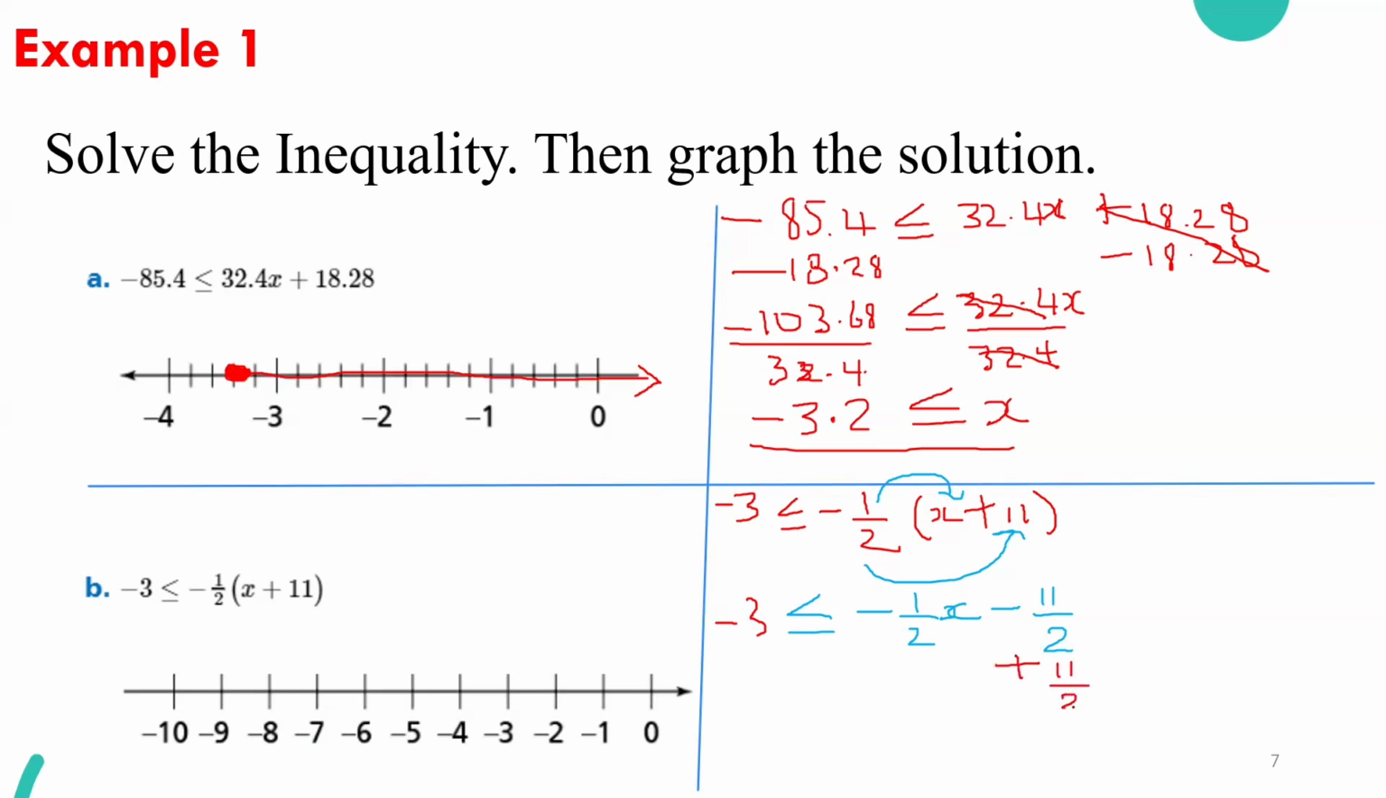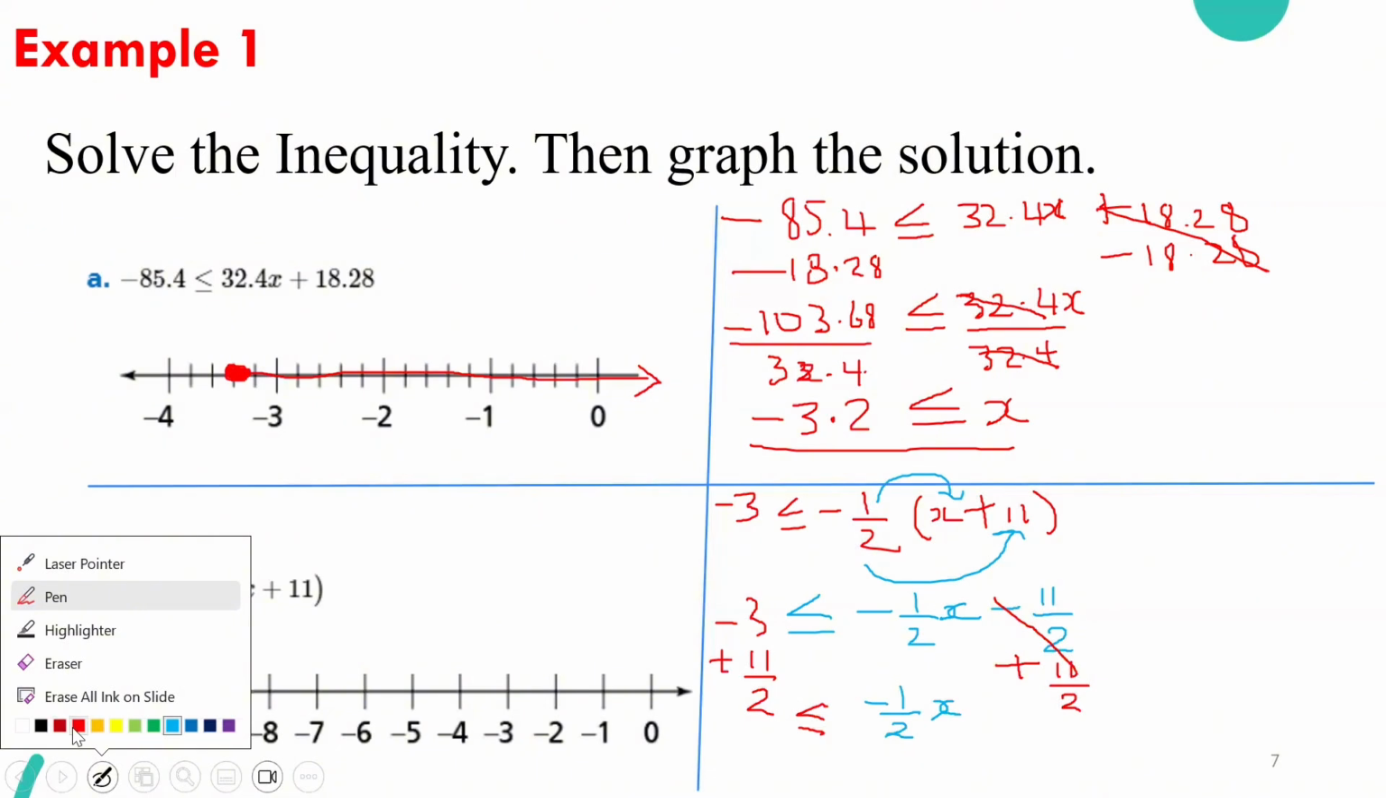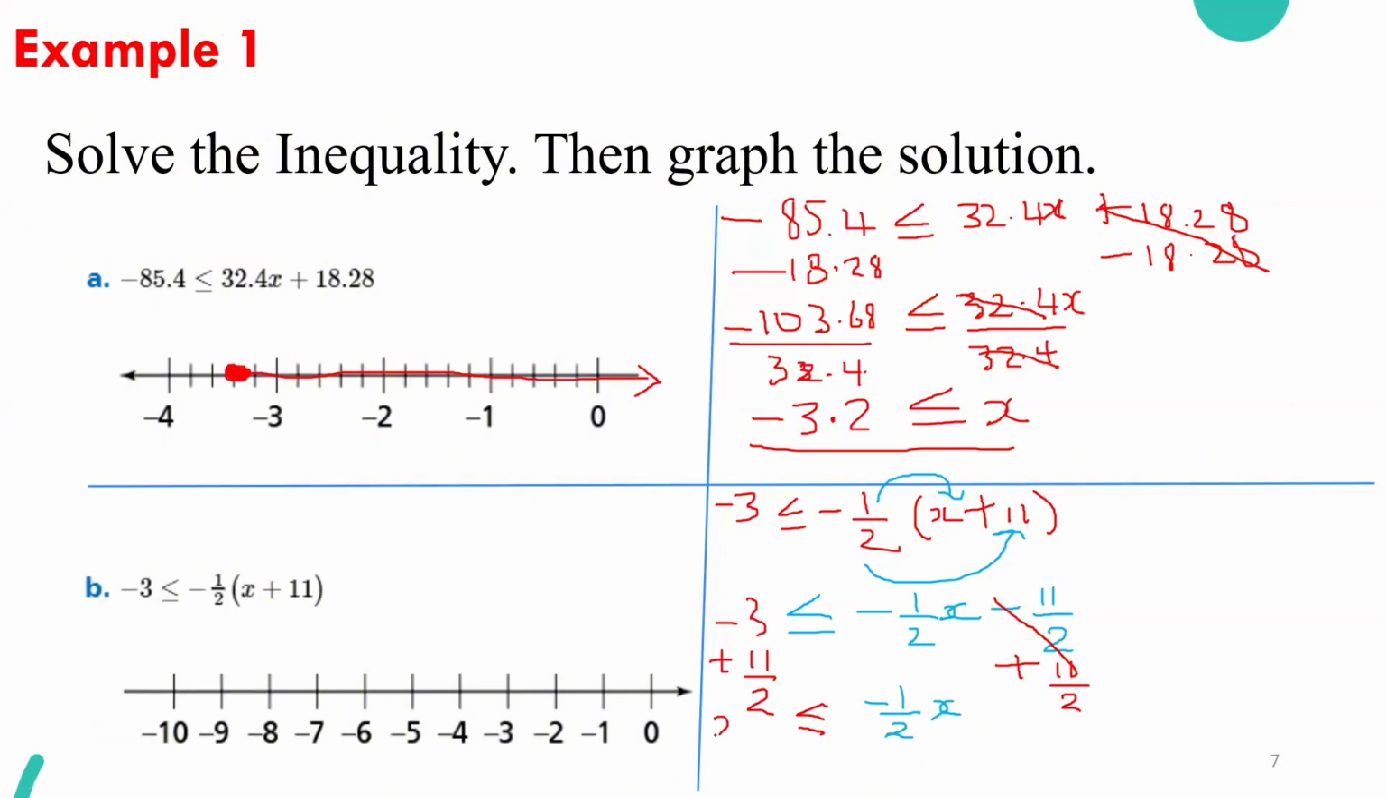We need to make this 0. If we add 11 over 2 to the right, we do the same thing to the left. So we add 11 over 2 to the left. So this here is going to be 0. I am going to be left with negative 1/2 x on the right. Now, to my left, if I add negative 3 plus 11 over 2, I'm going to get positive 2 1/2. So now I'm down to a one step.